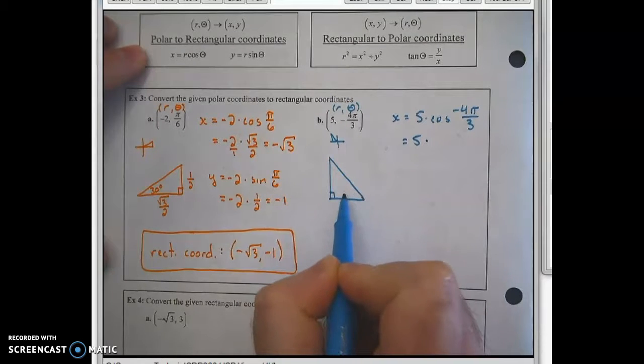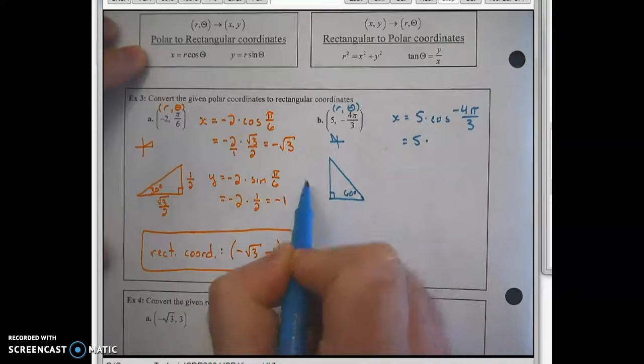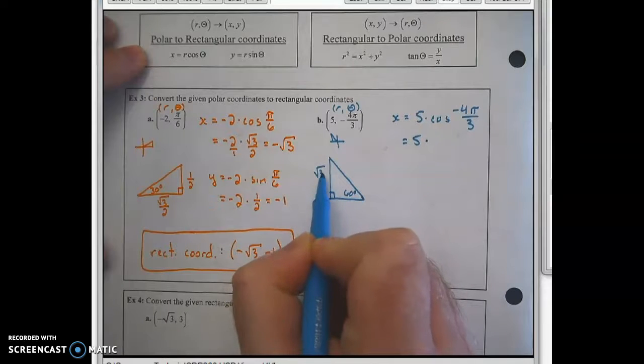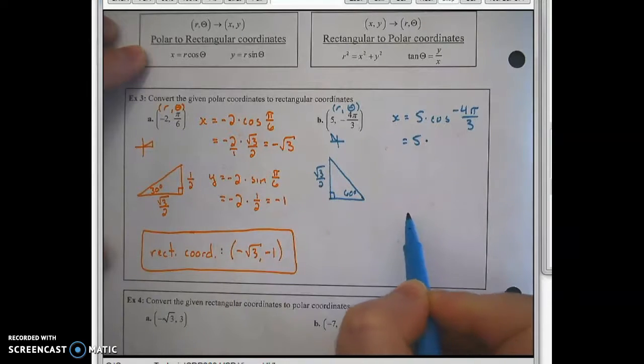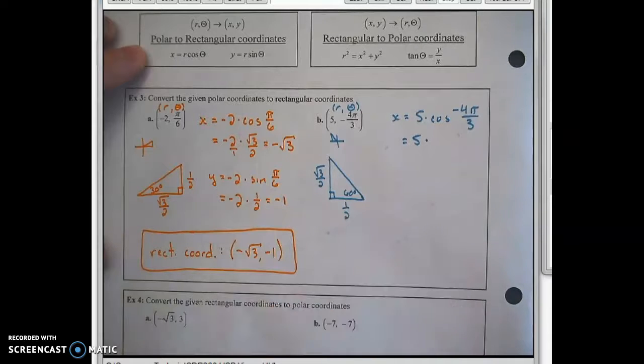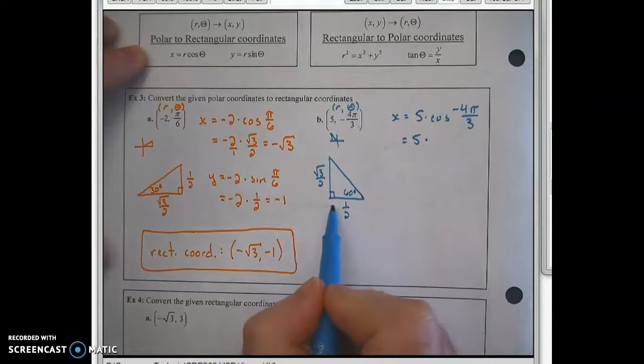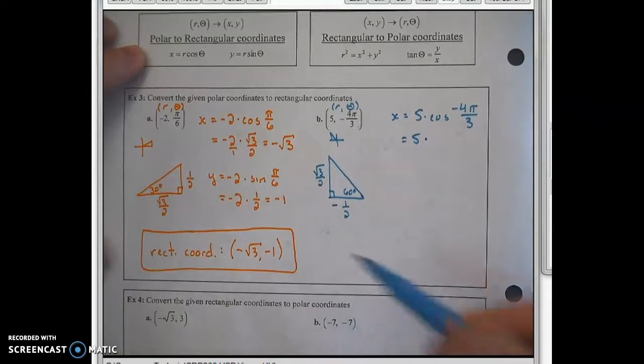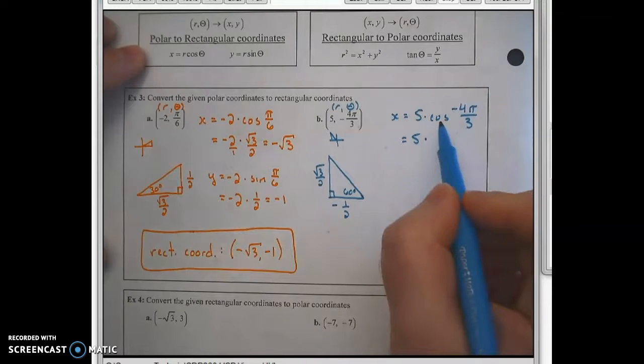Right angle, my reference angle is 60 degrees, which means opposite the 60, square root 3 over 2. That's the 30, so opposite that is 1/2. Any negatives? Yes, sirree. That x is negative, going backwards. Okay, so now it's plugging and chugging.